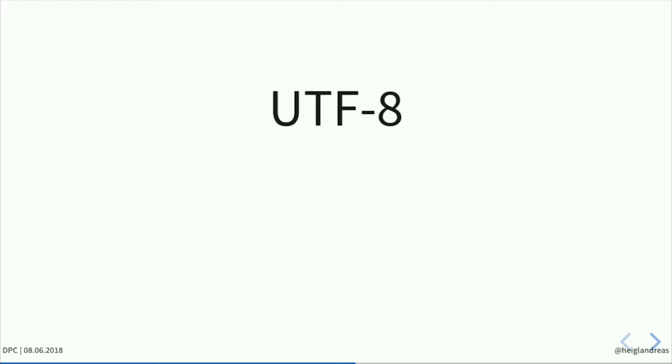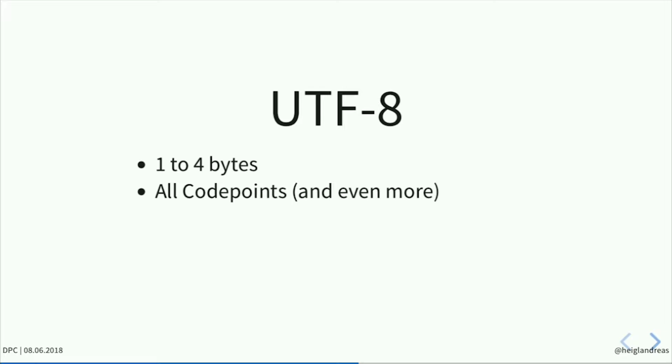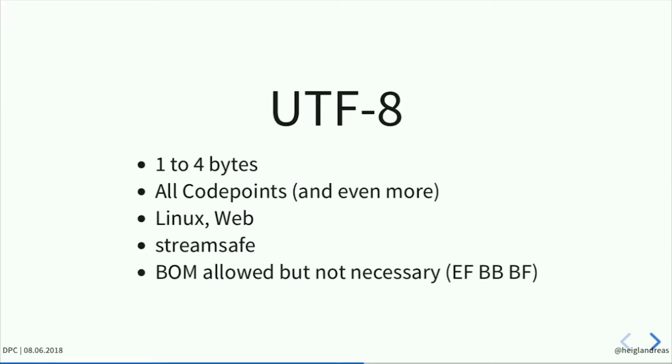So how does that work in UTF-8? It's easy in UTF-8. In UTF-8, we have between 1 and 4 bytes. And therefore, I can handle all those Unicode code points, and we can even handle much, much more. So should the Unicode consortium at one point decide, you know what, 17 planes is cool, but we need more, UTF-8 will say, that's fine. It's mostly used in Linux, mostly used in the web. And it's stream safe. I'll show you later why. You can use a byte order marker, but it's not necessary. And you probably shouldn't use it because it blows up some things.